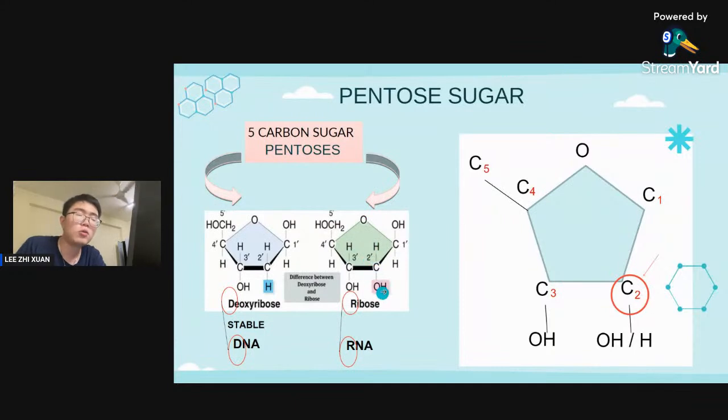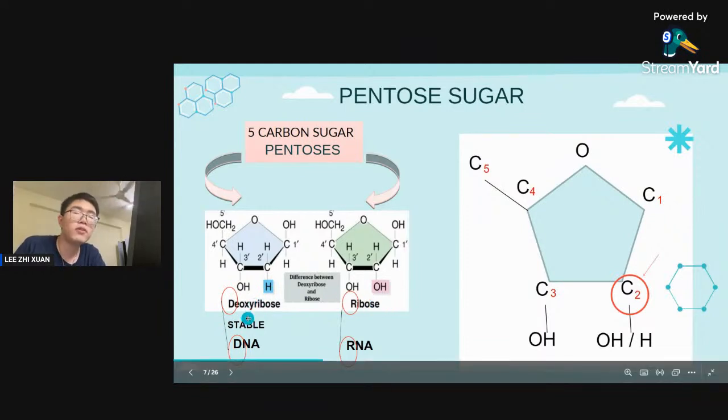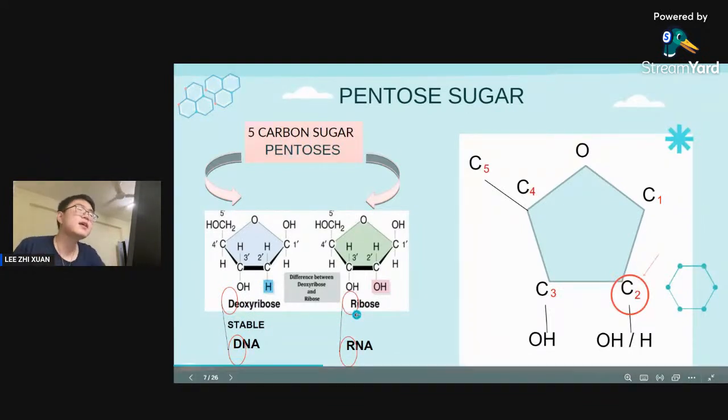The original structure of ribose should have the oxygen atom and the hydroxyl group. But DNA does not have that hydroxyl group, so we do not name it ribose. We name it deoxyribose. That is why DNA is called DNA. The D represents deoxyribose, and the R in RNA represents ribose only. So this is one of the main differences.